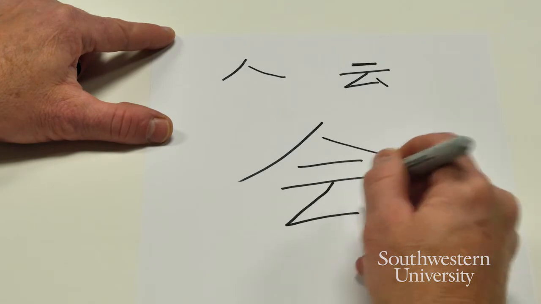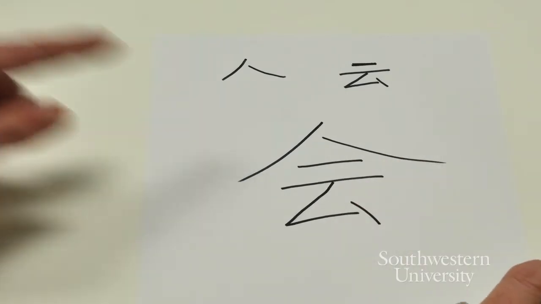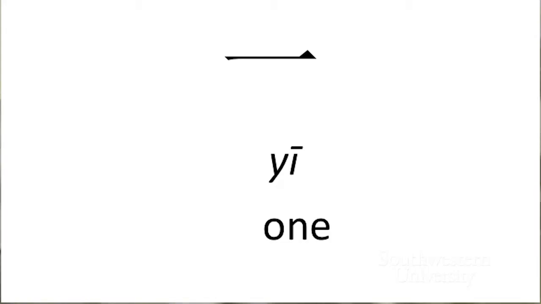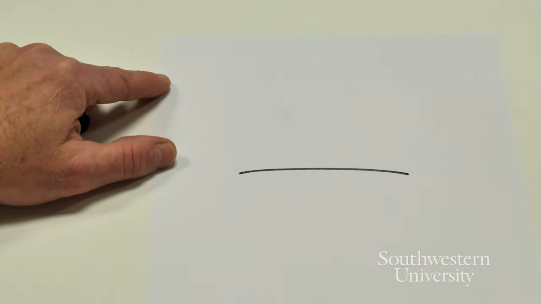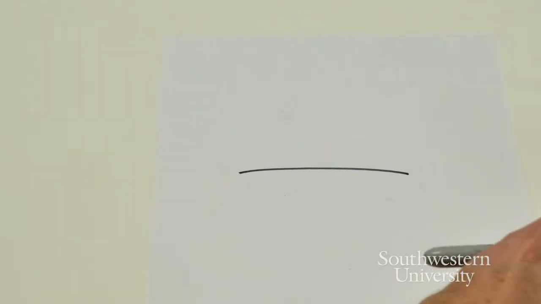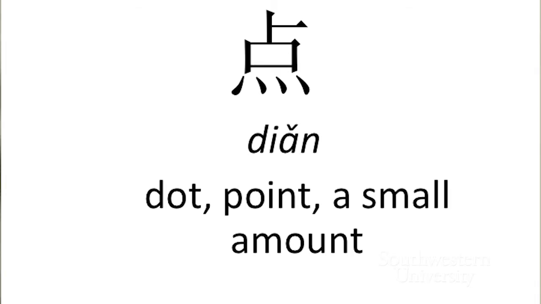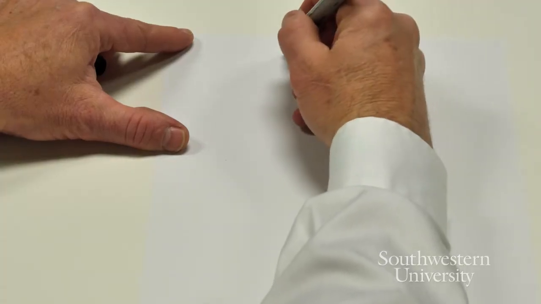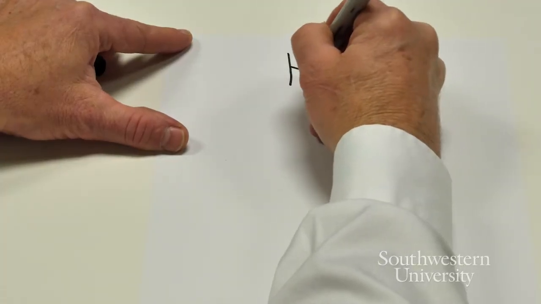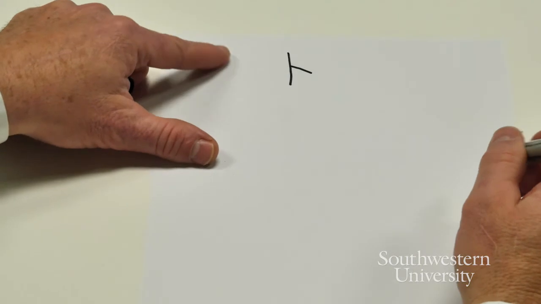pie, hung, dian, hui. The next character, E, 1. Enough said about that one. The next character has 3 components actually. The top component is bu. This means to fortune tell.